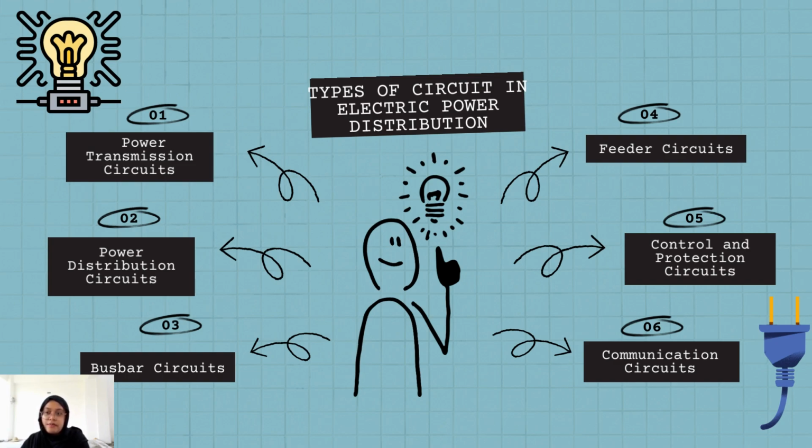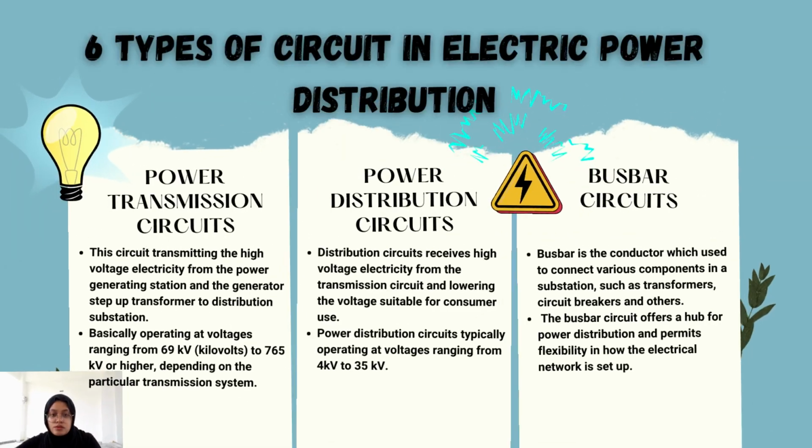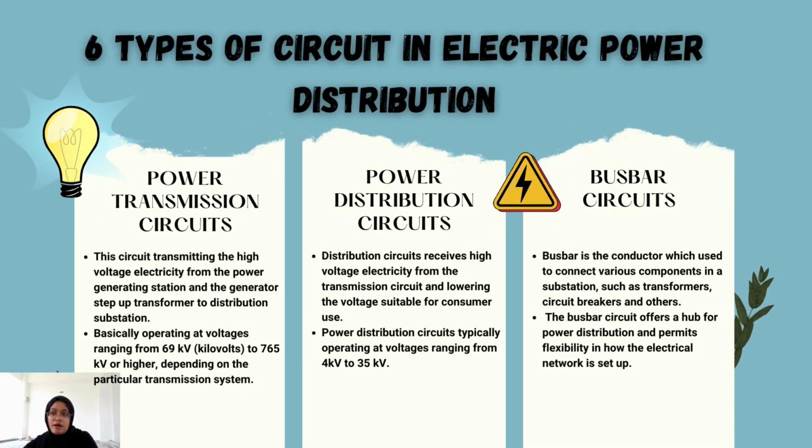So the first is the power transmission circuit, and the second is the power distribution circuit. Third is the busbar circuit, and the fourth is the feeder circuit. Next, control and protection circuits, and the last one is communication circuits. I will briefly explain the 6 types of circuit in electric power distribution.